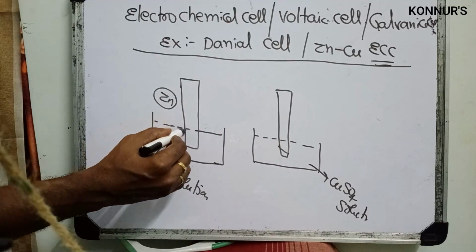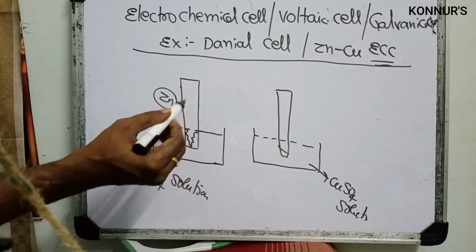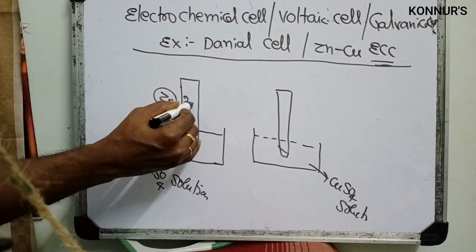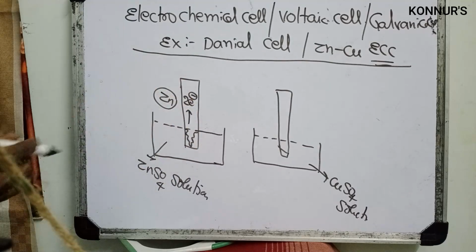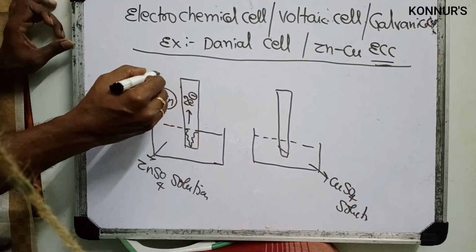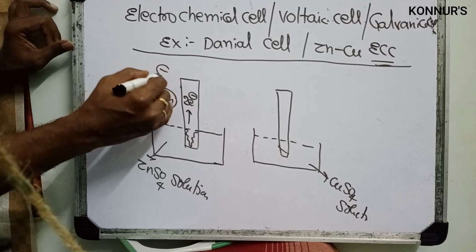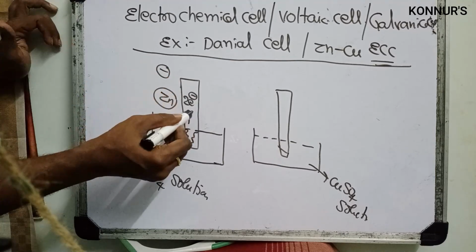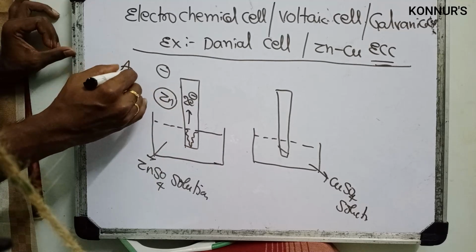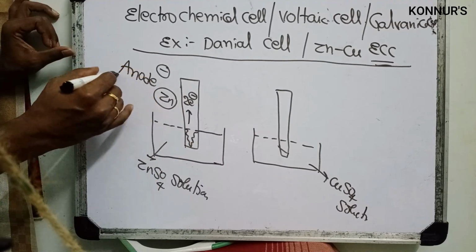So here what happens, the zinc rod is dissolved in this. So the electrons are coming here, so you are getting negative charge. This negative charge, these electrons, are nothing but anion types only. So that's why you call it the anode.